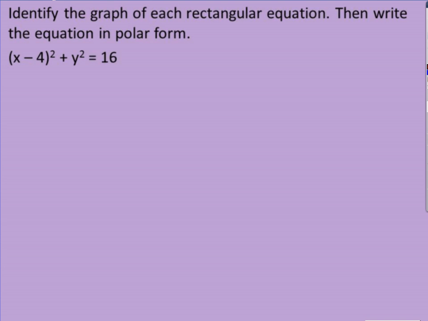So we need to identify the graph of each rectangular equation, then write the equation in polar form. So in rectangular, x minus 4 squared plus y squared is equal to 16 should get you a circle. Now we actually need to write this in polar form. To do this, we replace the x's with r cosine, replace the y's with r sine.